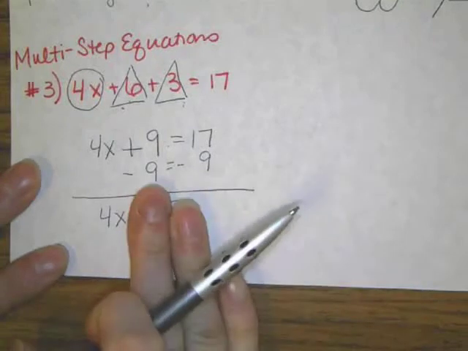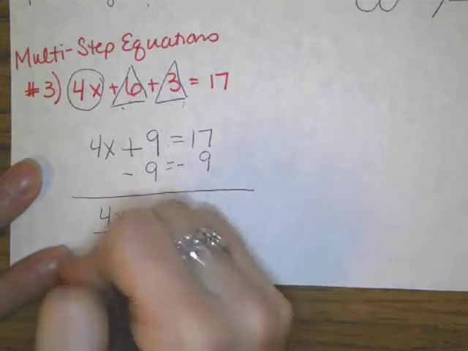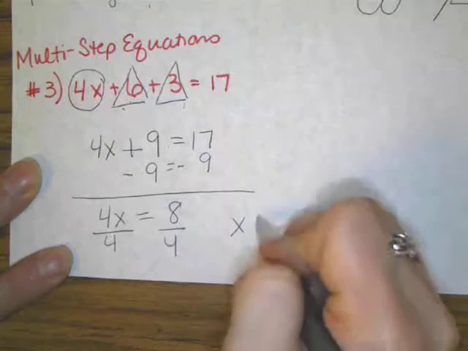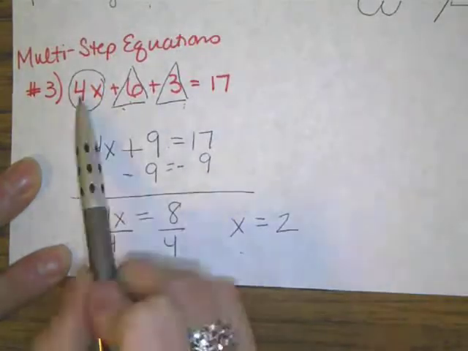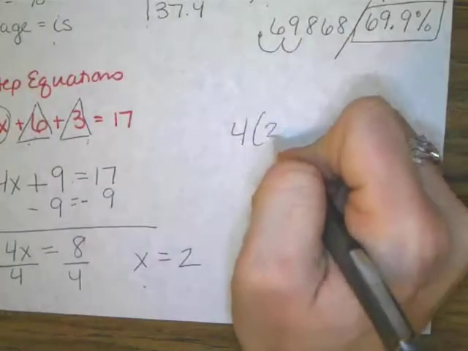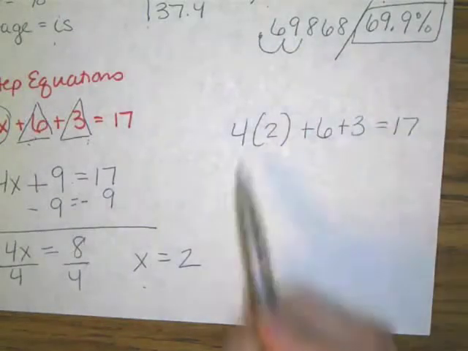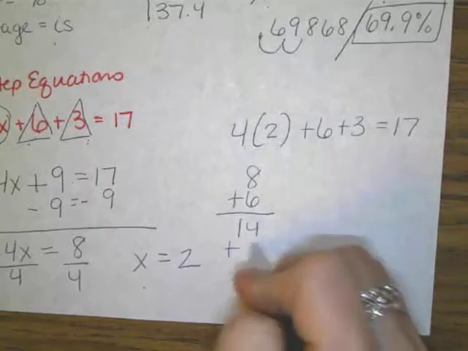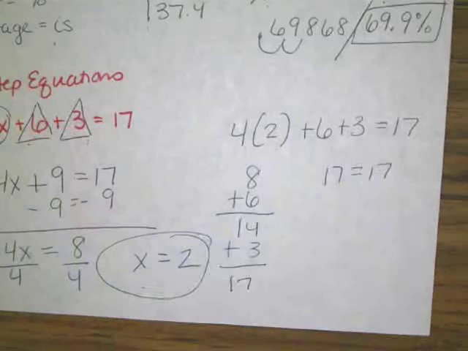So we look at the x side and we know we're doing multiplication. So we do the opposite of that, which is division. So we divide by 4 and divide by 4, which gives us x equals 2. We then take this and we plug it back in up here. So we have 4 times 2 plus 6 plus 3 equals 17. 4 times 2 is 8, plus 6 is 14, plus 3 is 17. So 17 is equal to 17, that means x equals 2.